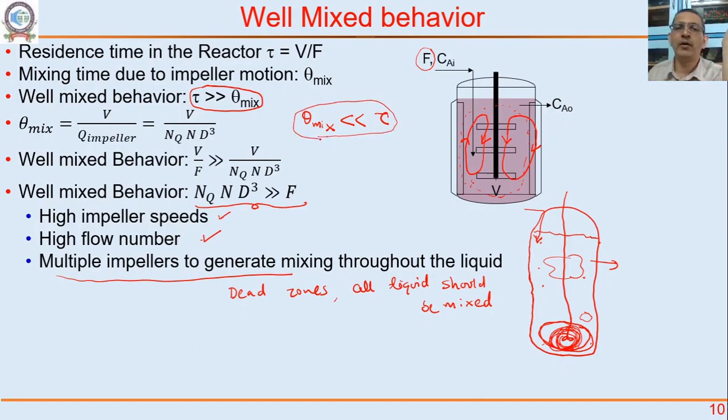And how do we ensure good enough impeller speed, high impeller speed, good flow generated by impellers, and good number of impellers to ensure that all liquid is mixed with each other, not just some parts of the liquid are mixed. That's the meaning of well mixed behavior. Okay.